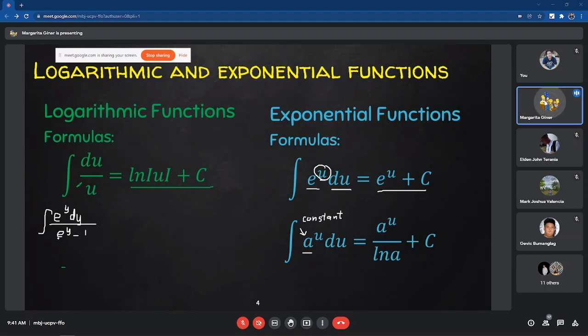Okay? Now, in ln, the u should be in the denominator. So let's look at the denominator, e raised to y minus 1. The derivative of that is e raised to y. The derivative of y is 1 dy. So let's see if it matches. So your final answer here is e raised to y dy, sorry, not dx.